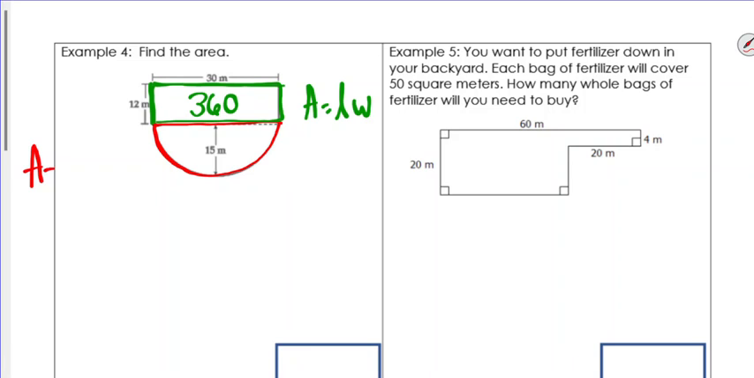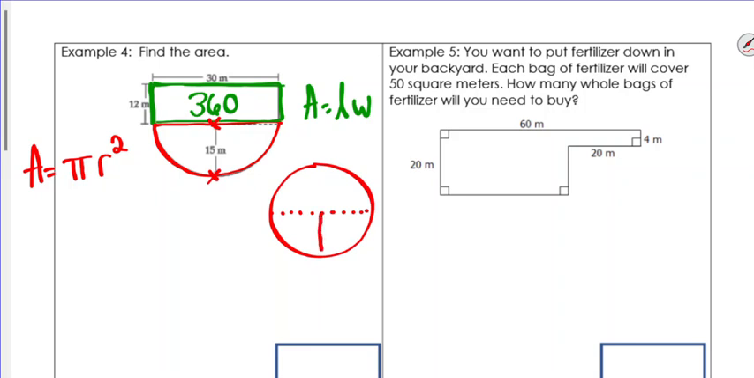Area of a circle is pi r squared. So I really want to think, is 15 the radius or the diameter there? I'm going to redraw that circle just so I can see it clearly. 15 is going from the edge of the circle. This dashed line is going across the middle. 15 goes to the middle of that circle. So 15 is the radius. That's the number I'm going to plug into this equation.